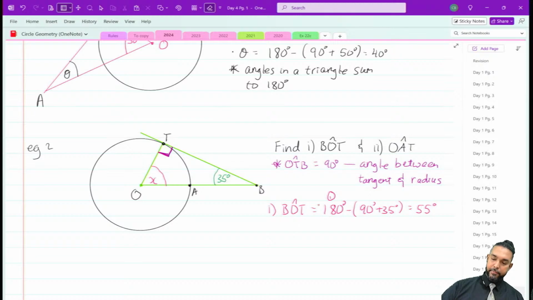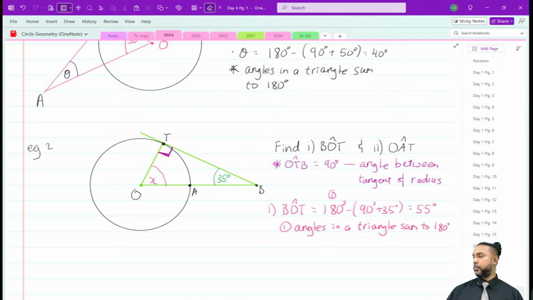So I put a little 1 there. Note 1: angles in a triangle sum to 180.